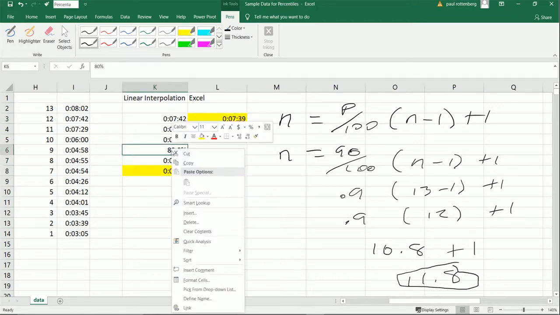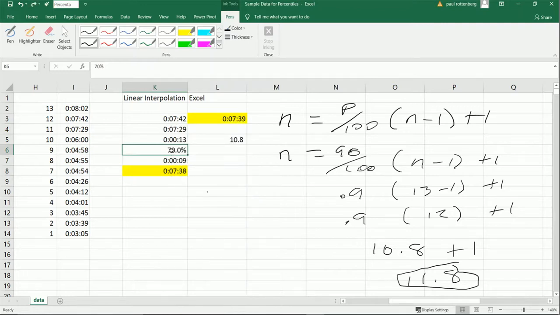So we'll change that back to 0.7, and we've got 738 using traditional linear interpolation, and we've got 7 minutes and 39 seconds. So 738 traditional, 739 using the percentile.inc formula. And so let's try another formula. So this is Excel percentile.inc. And so now what we're going to do is try percentile.exc and see how that varies.